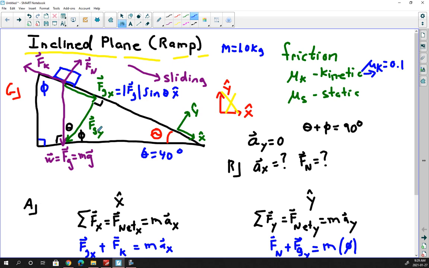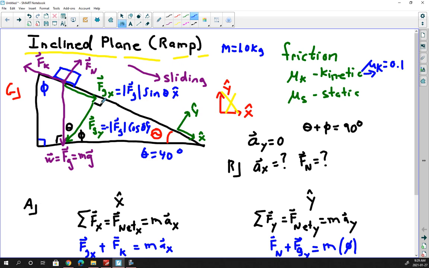And over here, if you take a look at the y component of this force of gravity, this FGY is adjacent to the theta, so it'll be force of gravity cos theta in the negative y hat direction. So I'm going to put a negative sign there. Okay?